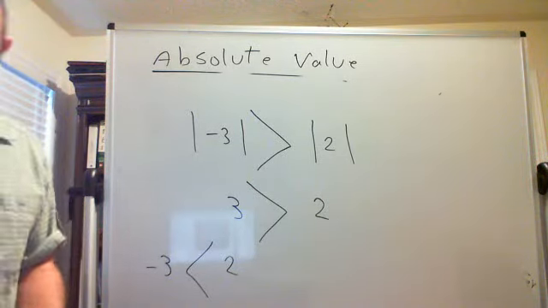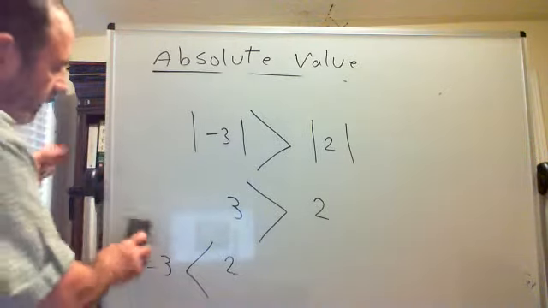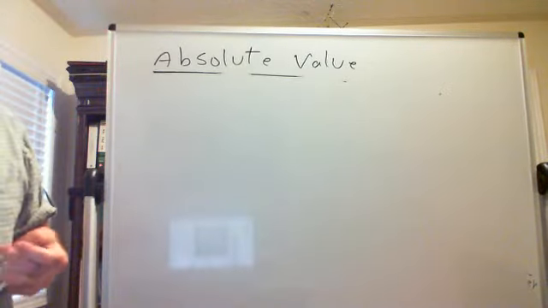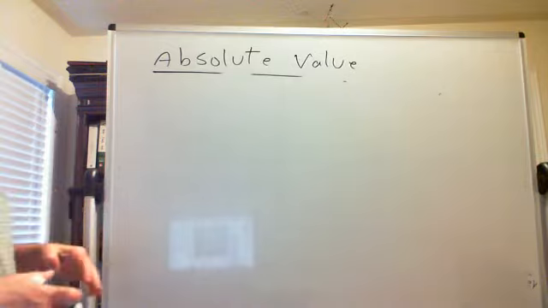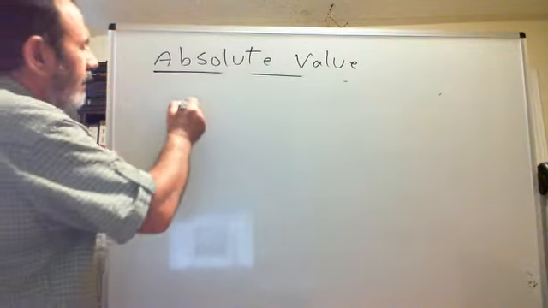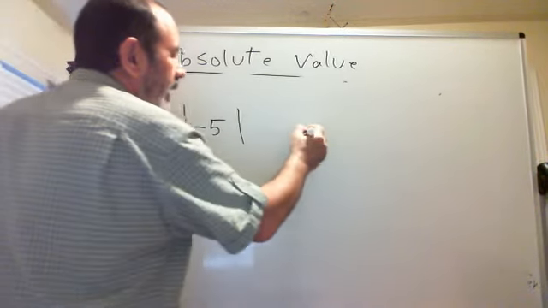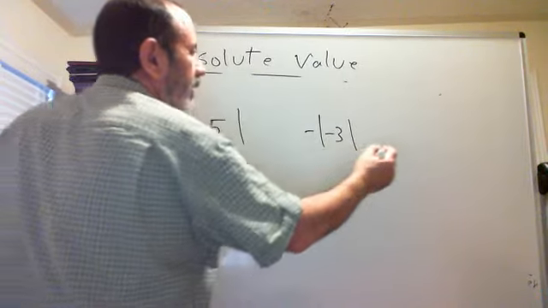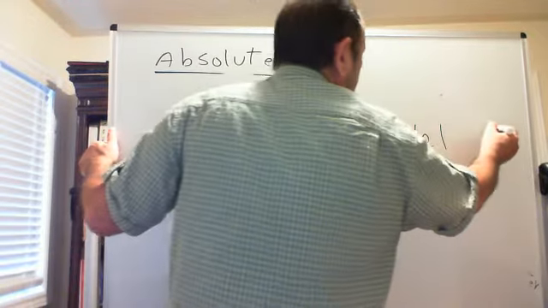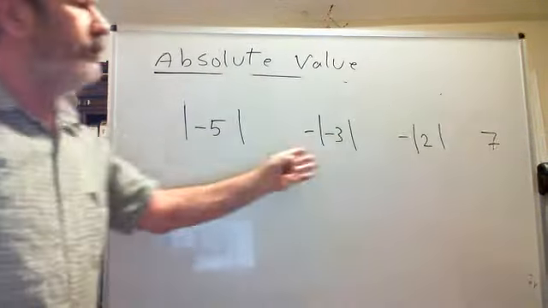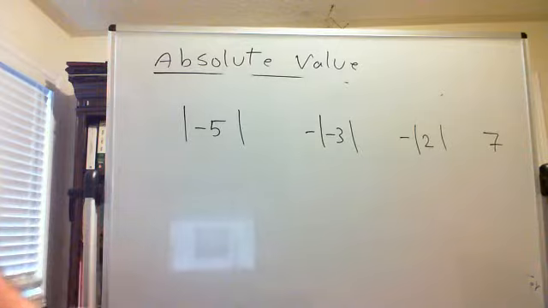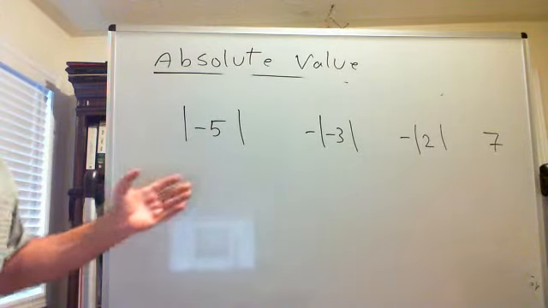And one more example of this part and we are done. The question asks to arrange from biggest to smallest, or from largest to smallest. And these are the numbers: negative absolute value of 5, negative absolute value of negative 3, negative absolute value of 2, and 7. We have these four numbers.